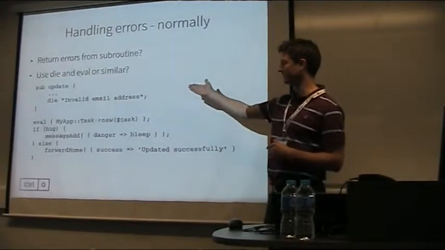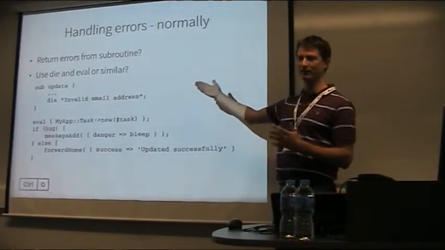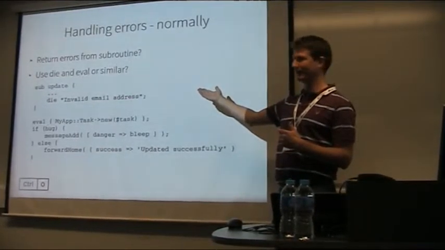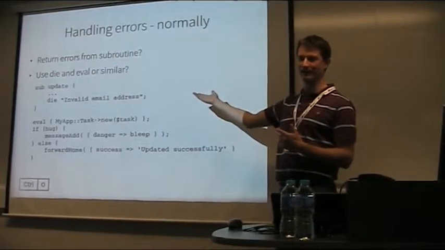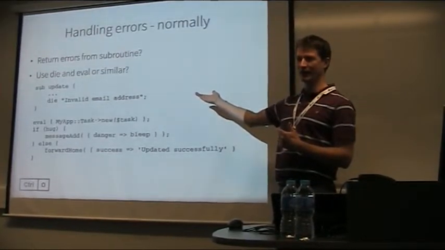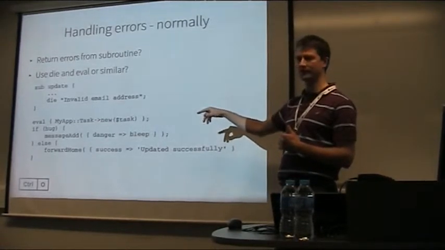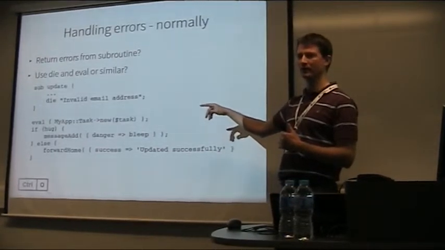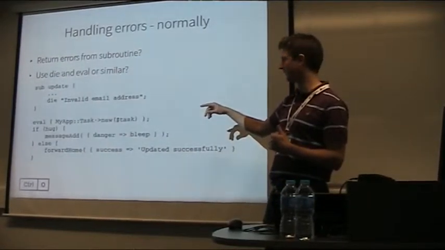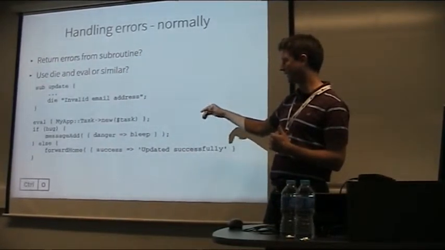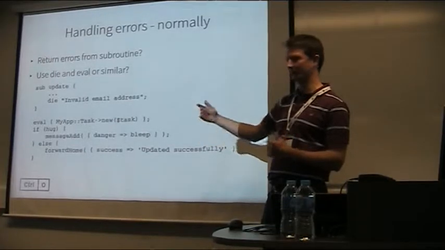So for example, if I had an update function, maybe to update a user's details, I found that they'd done something like missed their email address out, then I would die from that function, and then I'd catch that in my application. I used to use an exception handling module called Ouch. I don't know whether anybody's come across that, which was quite good. I used to do something like this.